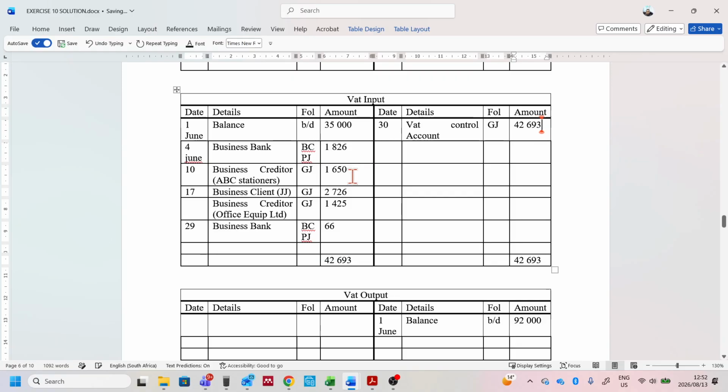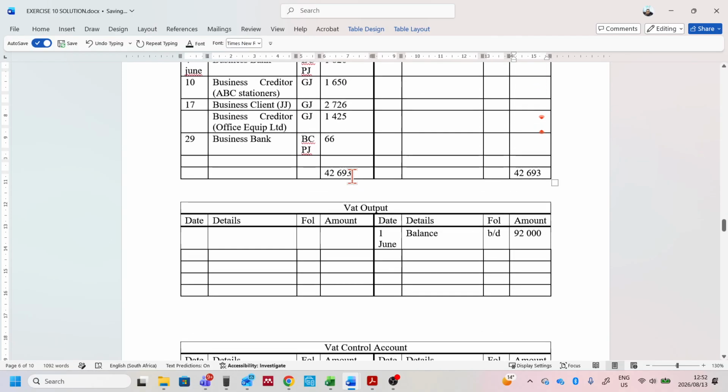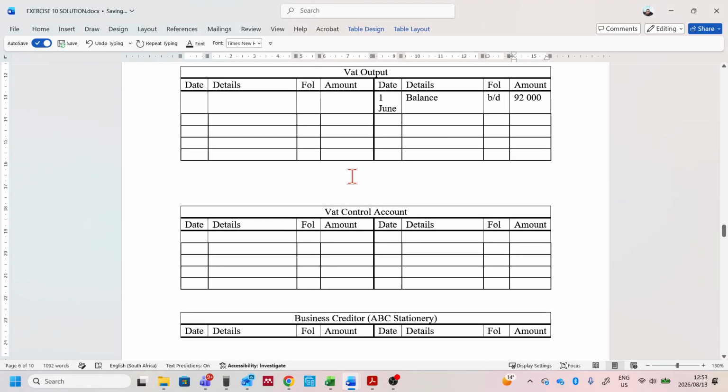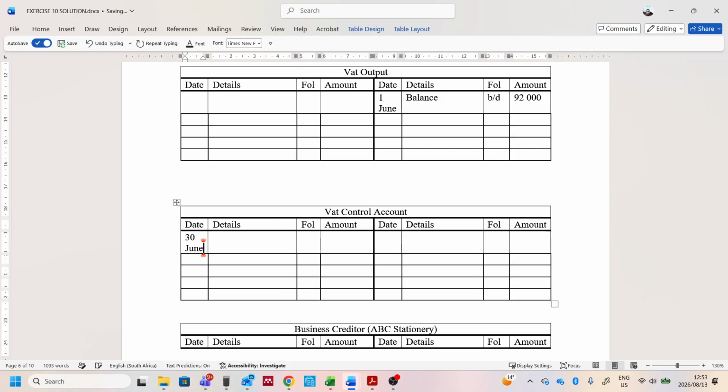42,693. Meaning that now you can go to your VAT control account, which was debited, and indicate on the 30th of June, VAT input was transferred to this account, which is recorded on what? General journal. The total is 42,693. So that's how you prepare your VAT control account.